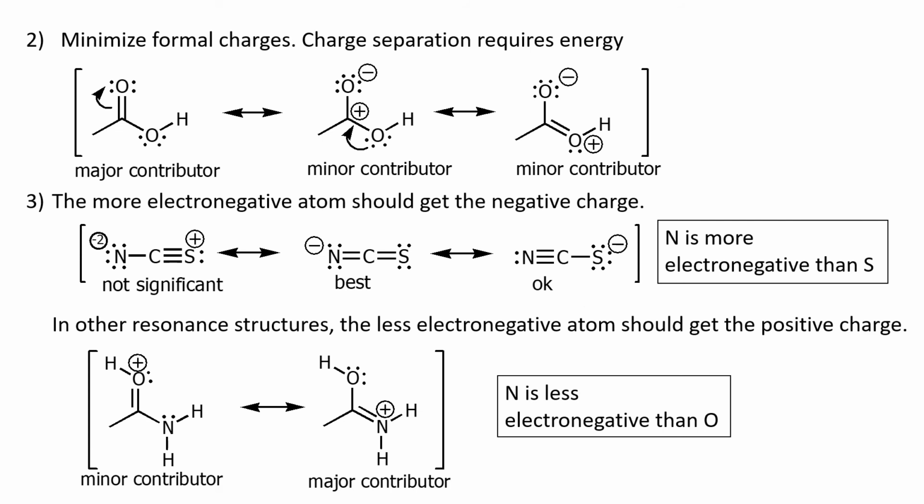The next rule is that we want to minimize formal charges because charges cost energy. So neutral resonance forms are more stable than charged resonance forms. So here are 3 resonance structures, for example, and the first one is neutral. And the next 2 contain charges. And they both have a positive and a negative charge. So we could say they're relatively equal contributors at this point. However, the best resonance structure or major contributor is the one that's neutral.